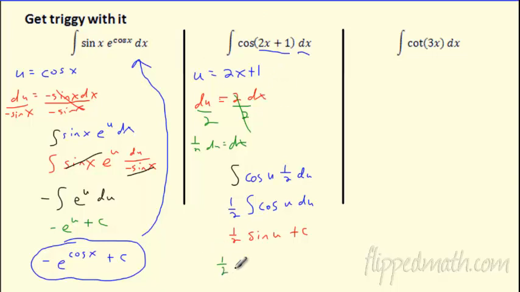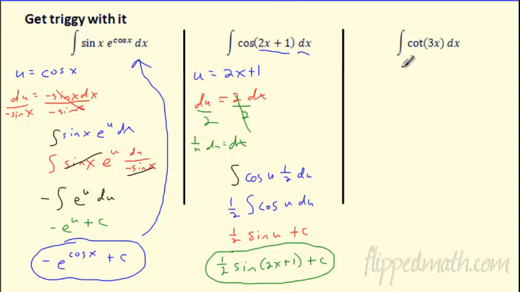When you're done here, we've got 1/2 sine. And then what was my u? I think it was 2x plus 1. Boom. There it is with the c in there. Pretty fun, huh? I like these. These are kind of fun. Almost like little puzzles or something, you know, something kind of cool going on.